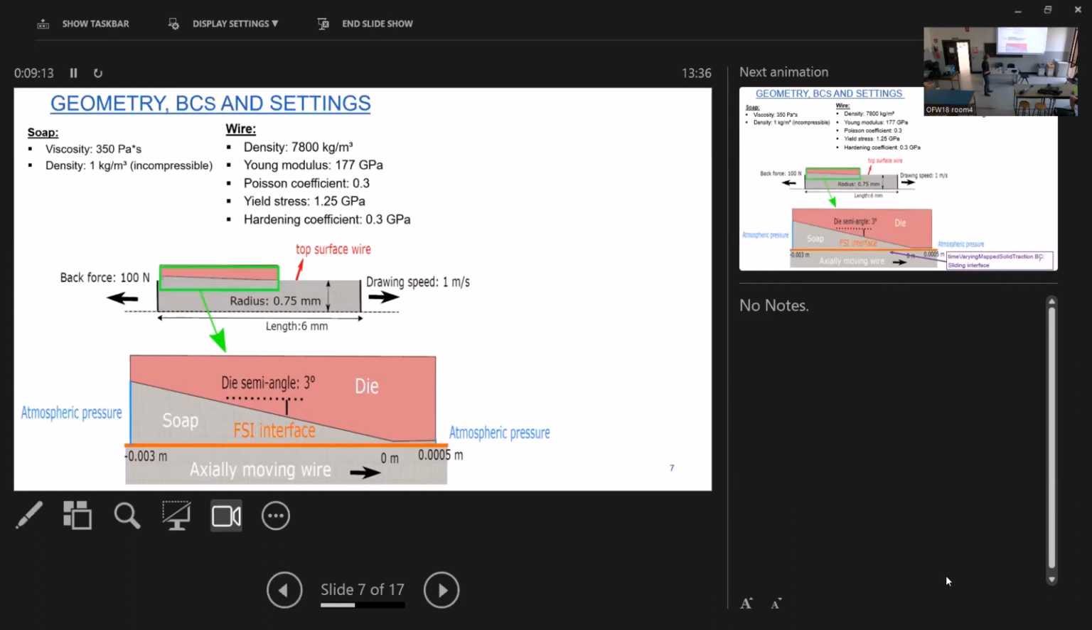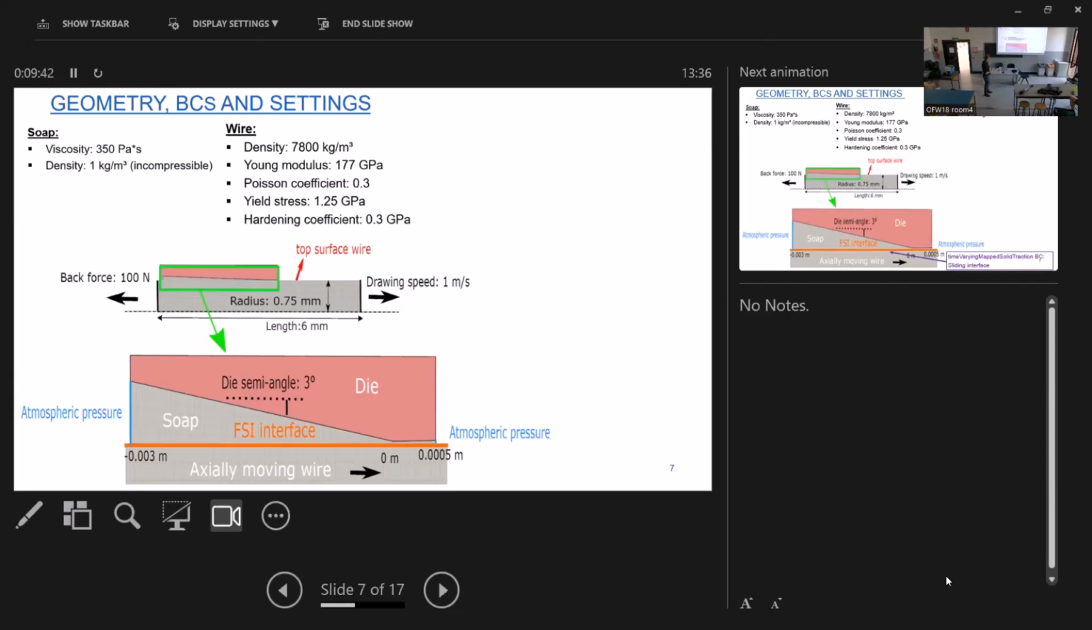This one has a modulus of 77 gigapascal, a Poisson coefficient of 0.3, a yield stress of 1.25 gigapascal, and a hardening coefficient of 0.3 gigapascal. A drawing speed of 1.1 meter per second is imposed, and a back force of 100 newtons is applied here. So we have a radius of 0.75 millimeters and a length of 6 millimeters, and here you can see a close-up of the zone of interest.